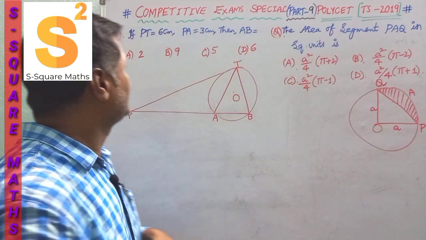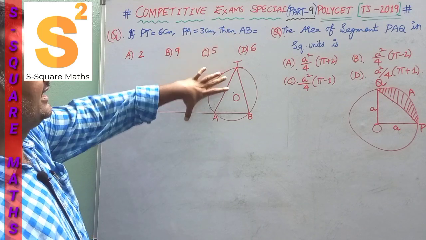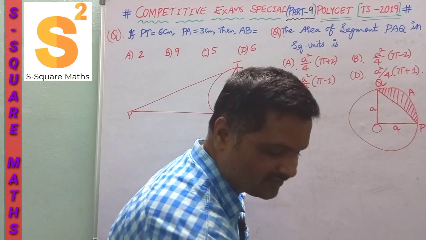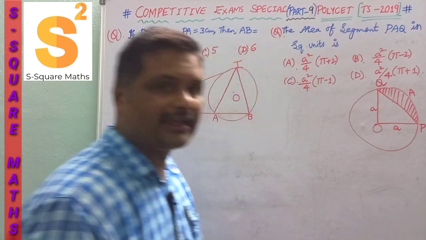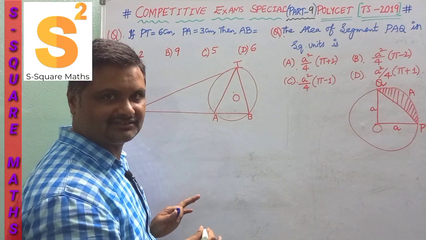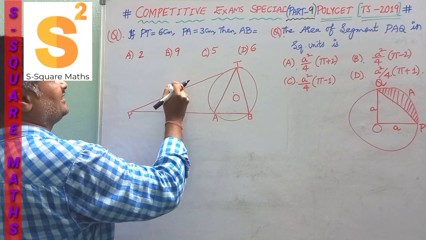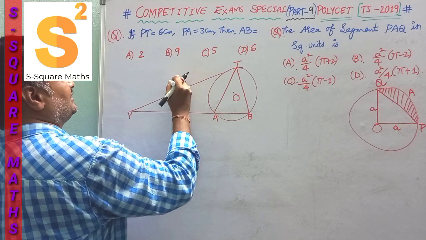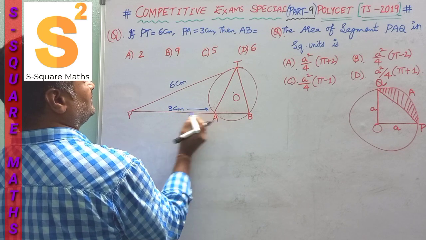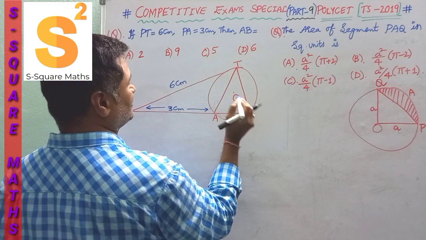Let us start now. PT is equal to 6 centimeters, PA is 3 centimeters. With the help of the figure, we have to get the value of AB. For our convenience, I am going to locate the values. PT is nothing but a tangent, a line which intersects a circle at only one point. Here it is given 6 centimeters, and PA is 3 centimeters. Then we have to determine the value of AB. Let us suppose that it is X.